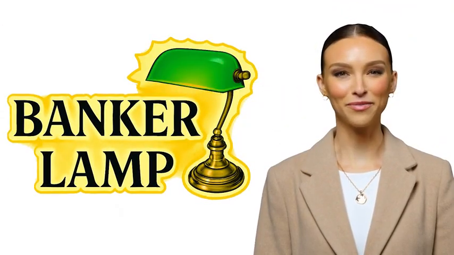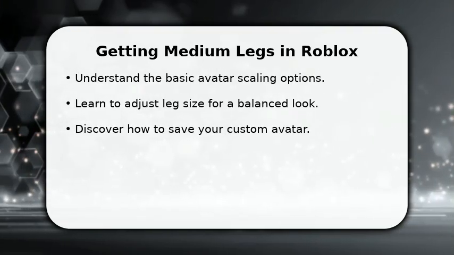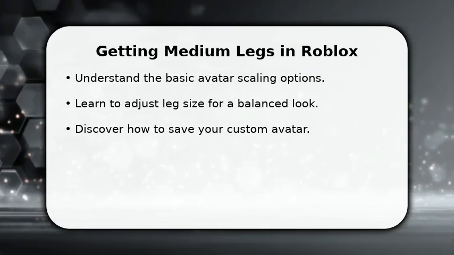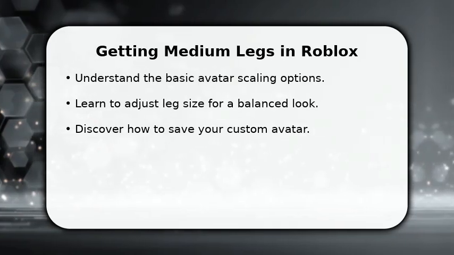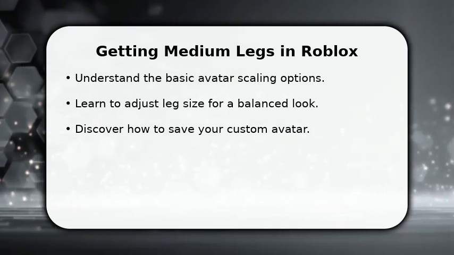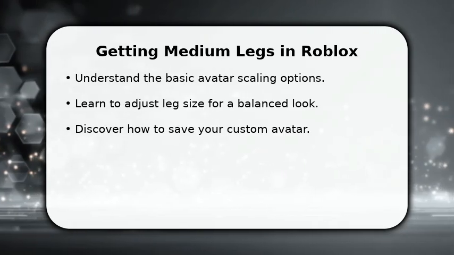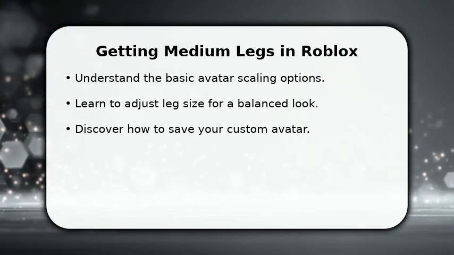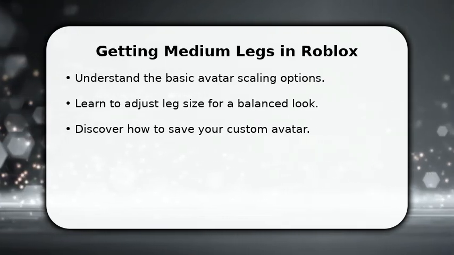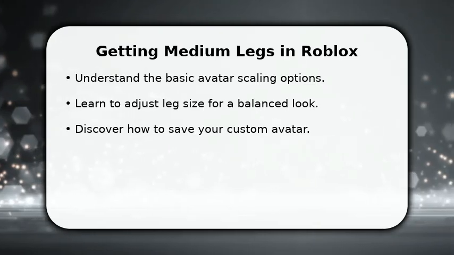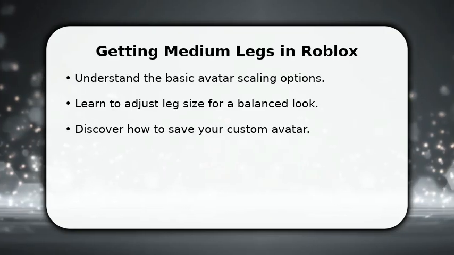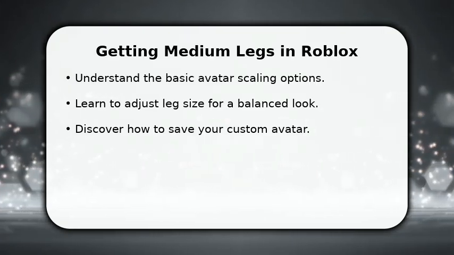Please enjoy the video. In this video, I will explain how to get medium-sized legs in Roblox. First, open the Roblox application or website on your device. Then, navigate to the Avatar Editor section to begin customizing your character's appearance. This is where you'll find all the tools needed to adjust body parts, including leg dimensions. It's a straightforward process once you know where to look, ensuring you can achieve your desired look quickly and easily.